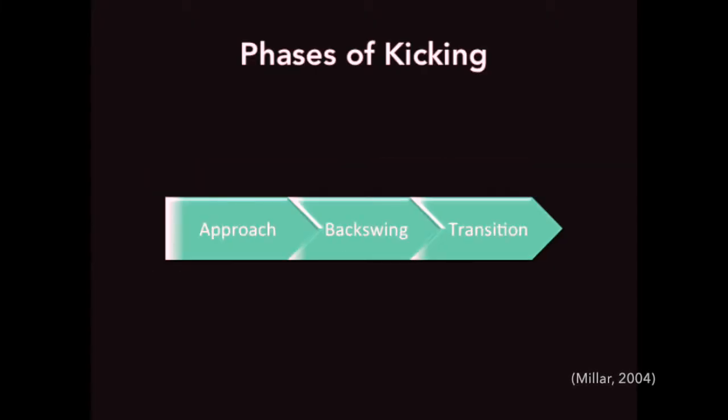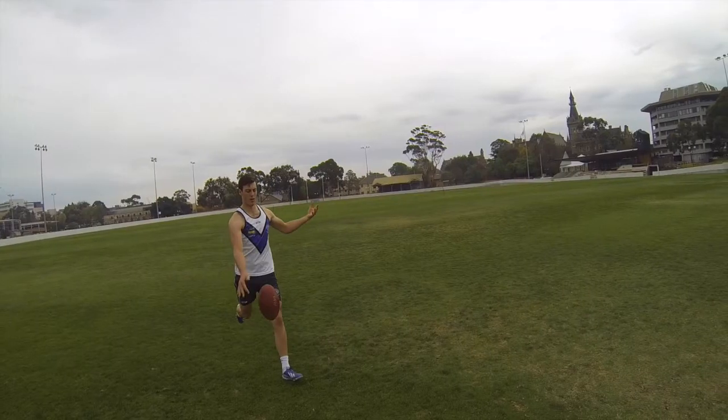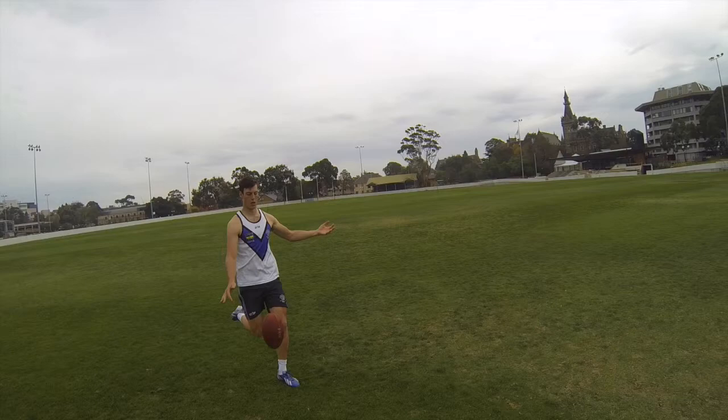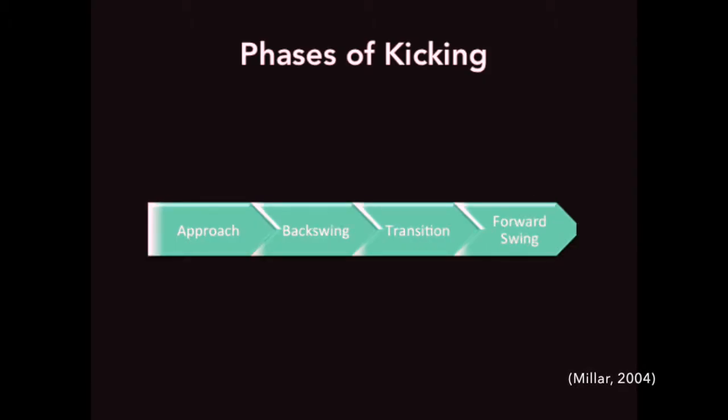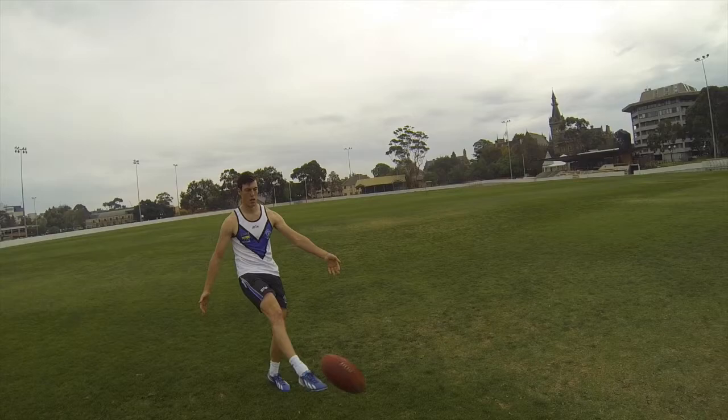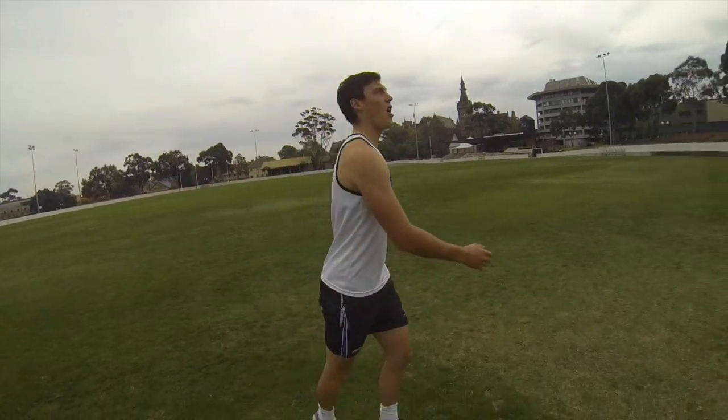The third phase is the transition phase. This is when the kicking thigh starts to rotate towards the ball. This is the initial stage in forward movement. The forward swing phase begins when the knee starts to extend. This is when the majority of lower leg velocity is gained. This stage is completed when contact with the ball is made.